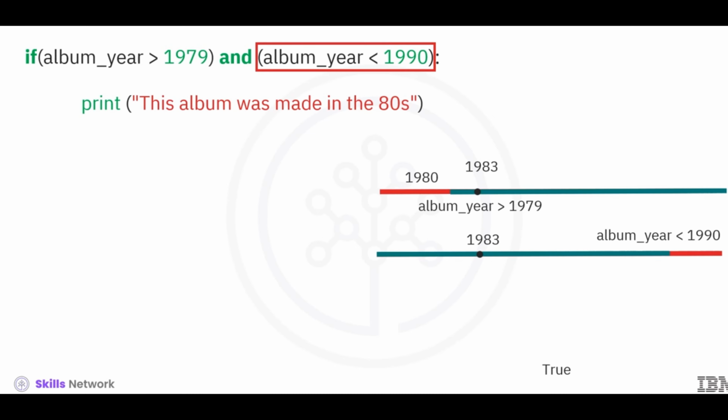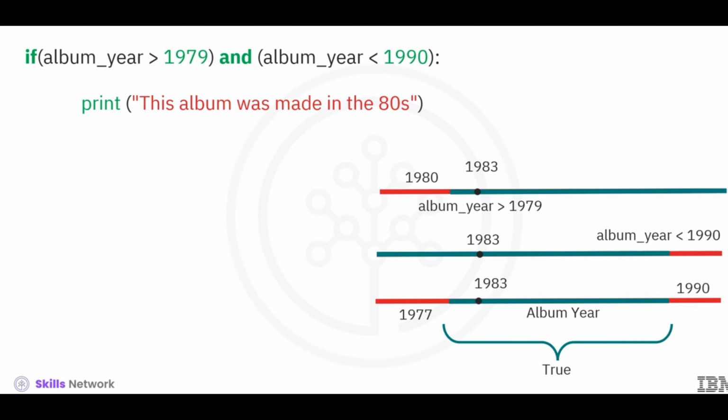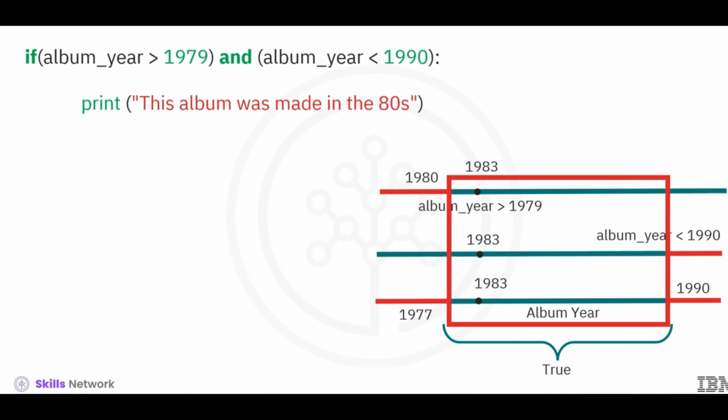We can verify by examining the corresponding second number line. In the final number line, the green region indicates where the area is true. Similarly, this region corresponds to where both statements are true. We see that 1983 falls in the area. Therefore, we execute the statement. Branching allows us to run different statements for different inputs.